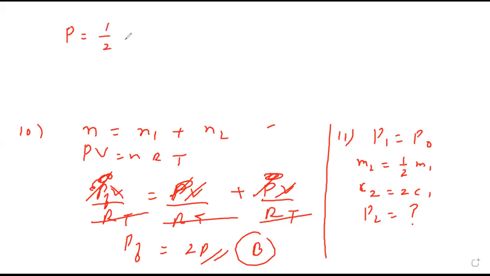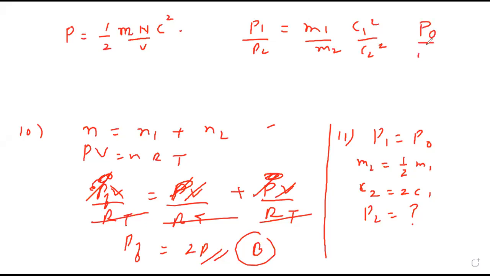Can I say P is 1/3 of mN upon V into c square? Because of the relation between pressure, mass and c, I wrote this. Yes, sir. First pressure upon second pressure equals first mass upon second mass, times c1 square upon c2 square. First pressure is P naught, second is P2. Mass is made half of the original, so this becomes half of m1.